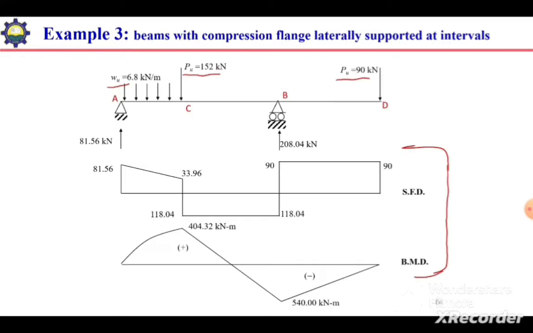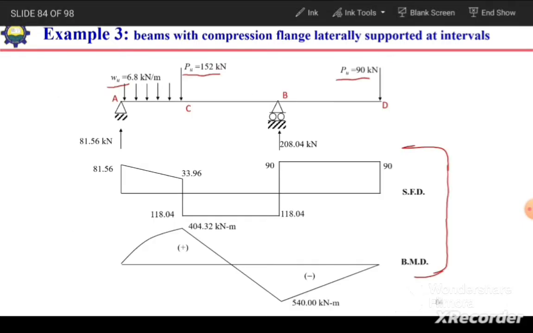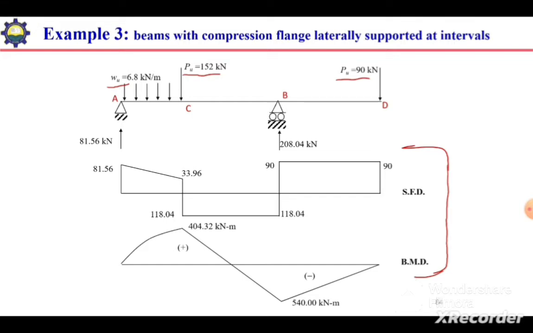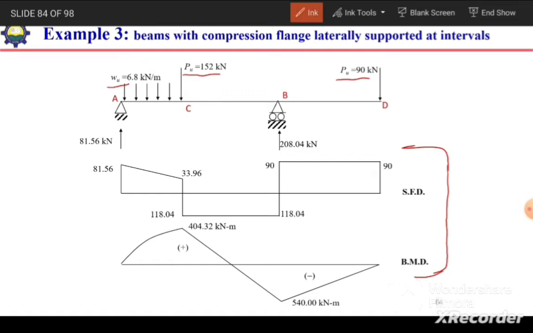From these shear force and bending moment diagrams we can say that in segment AC the maximum bending moment is equal to 404, in segment CB the maximum moment is 540, and similarly for segment BD again the maximum moment is 540. The maximum shear force in AC is 81, in CB is 118, and in BD is 90.